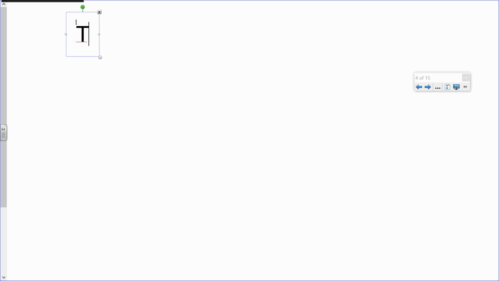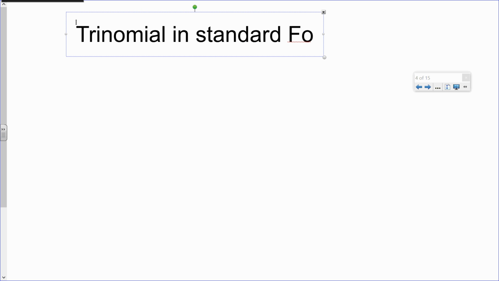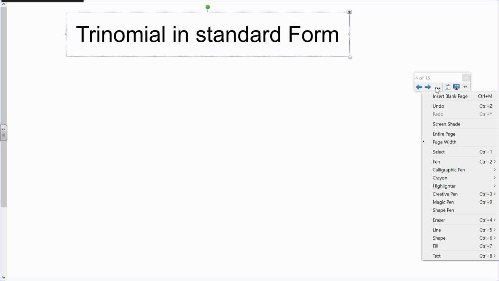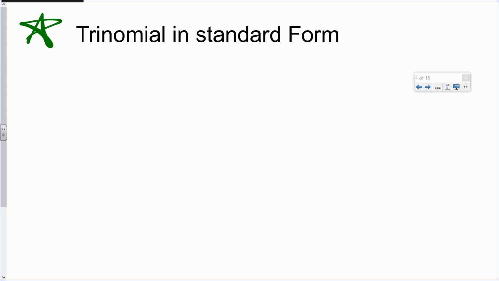Okay, here we go. Trinomials in factored or in standard form. So on your notes, go ahead and put a little star. Put trinomial in standard form: ax squared plus bx plus c. So a trinomial in standard form is always in this form, where the term with the x squared is in the front, the term with the x is in the middle, and the constant is always alone. So a, b, and c refer to coefficients.